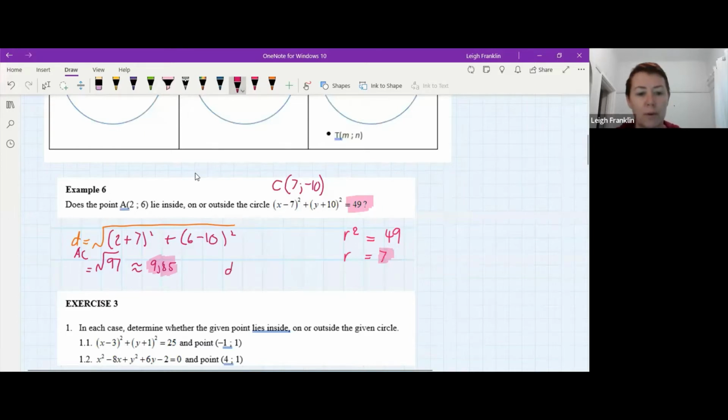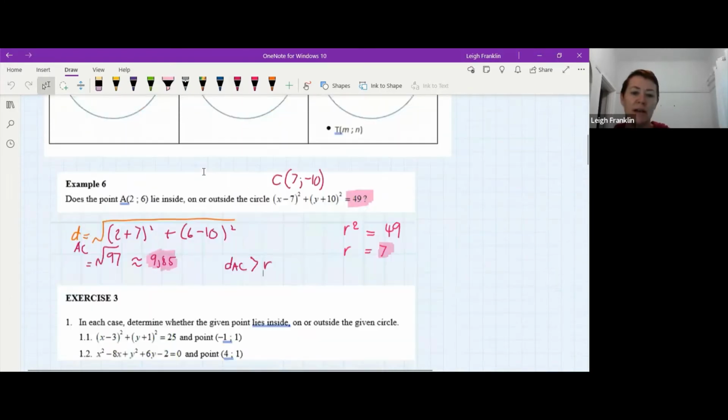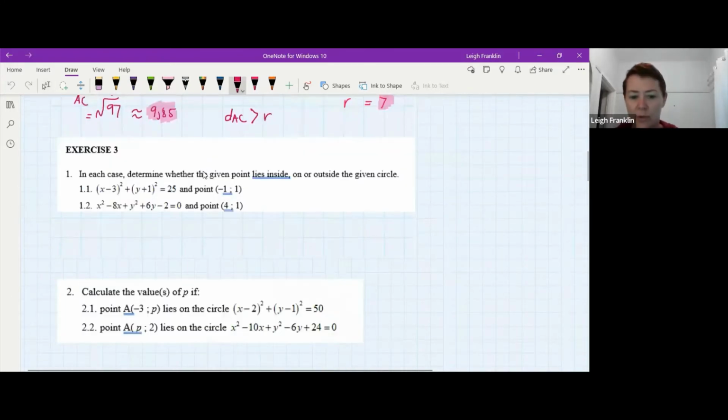What do you think? The distance from A to C is greater than r. So when the distance from A to C is greater than r, then it must lie... Let's see what you're saying in the chat. Outside. Outside, good. So it must lie outside. Therefore, the point lies outside the circle.